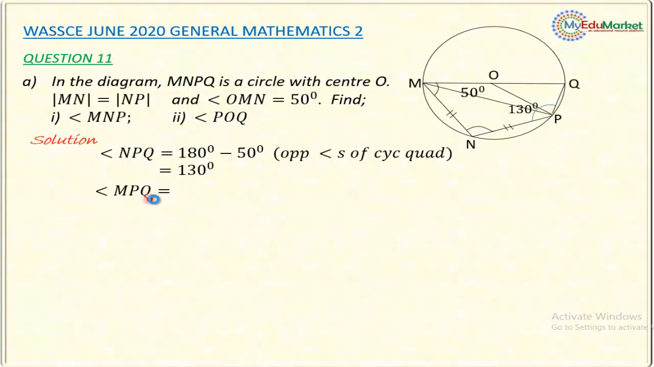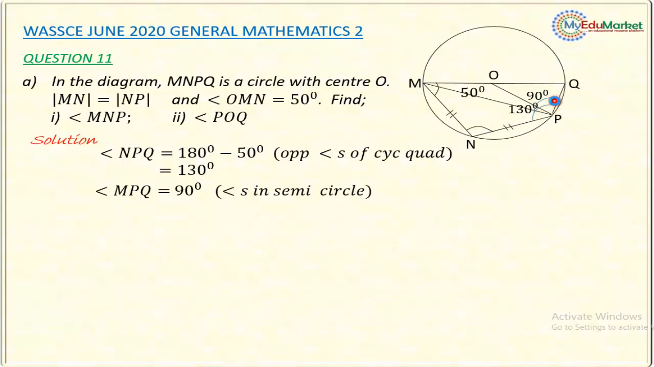Next is angle MPQ. MPQ, this very angle. The line MQ is a diameter, and it is that diameter that subtends this angle MPQ at the remaining circumference. An angle subtended by a diameter at the remaining circumference, that is, an angle in a semicircle, is 90 degrees. So that angle MPQ is going to be 90 degrees, and the reason is angle in a semicircle. So I have 90 degrees as this angle.